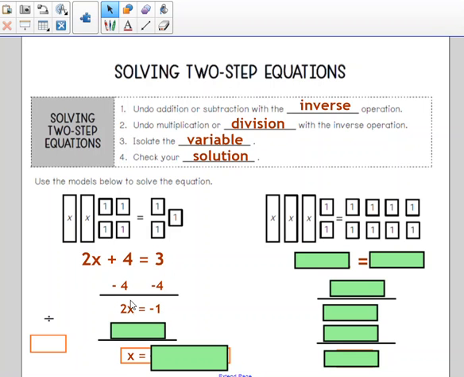Now, we want to get the variable by itself, and the next step would be to undo the multiplication or division by doing its opposite. Right now the variable is being multiplied by 2, so to undo that, we divide both sides by 2. And over here, the 2's will cancel out, and we have now isolated our variable. X is all by itself, and over here, -1 divided by 2 would just be -1/2, or -0.5, okay?